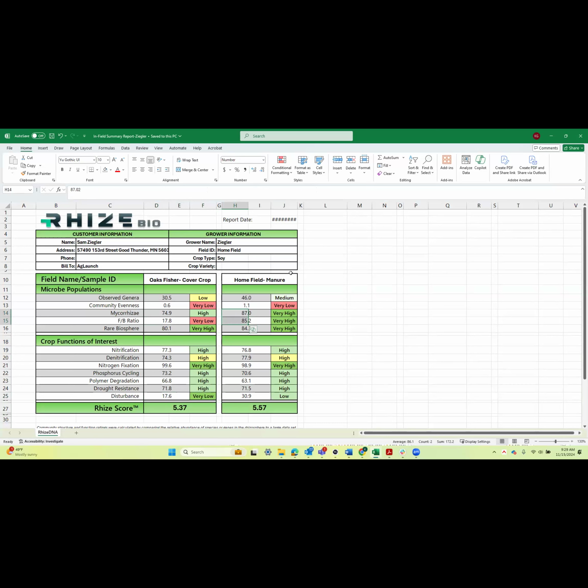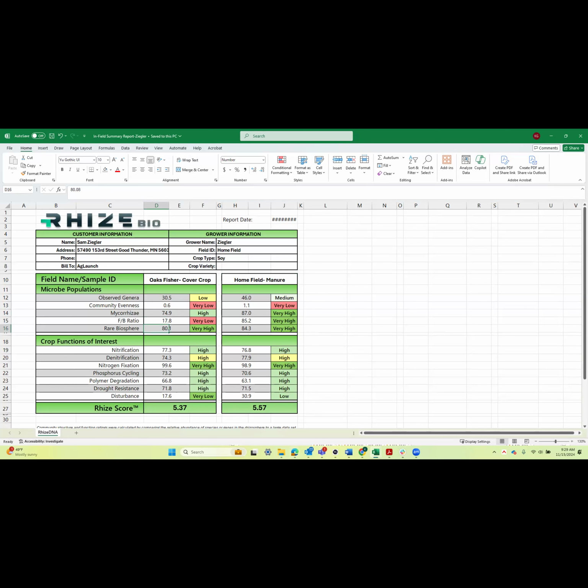So again, I think speaking well of the manure that was put down in the regime that they have there, as far as putting that manure down every year and that boosting those fungal populations over time. But again, also high mycorrhizae and high rare biosphere in the unterminated cover crop as well. Do you have any thoughts on that, Josh?